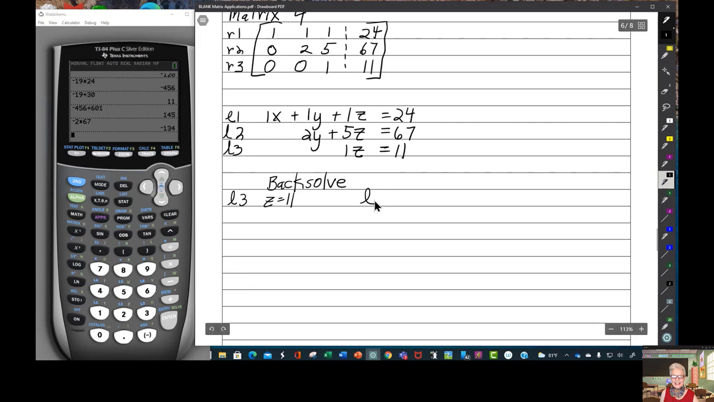So we go to line two. 2y plus 5 times 11 equals 67. 2y plus 55 equals 67. Subtract 55. 55 minus 55 is 0. So I'll have 2y on the left equals 67 minus 55, which is 12. 7 minus 5 is 2, 6 minus 5 is 1. And when I divide both sides by 2, I get y equals 6.